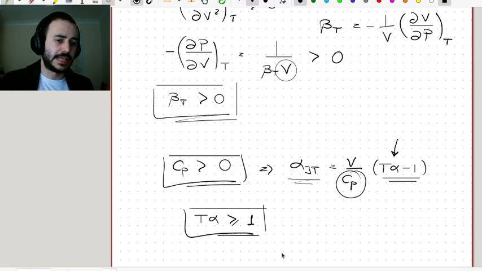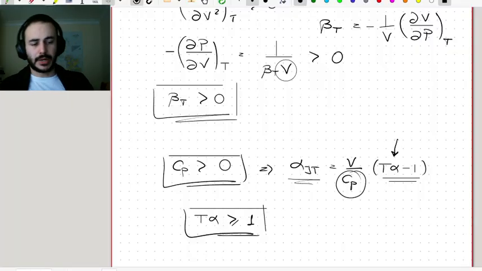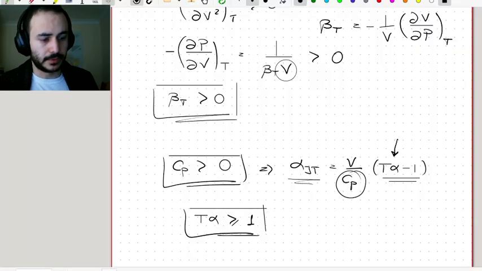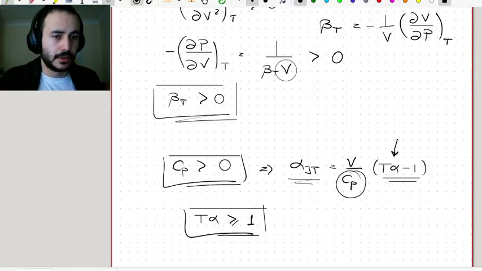Okay, so now we're ready to explore, if you like, a little bit more in practice what you have to do if you want to take gas and cool it down using the Joule-Thomson effect to a temperature which is as low as possible.